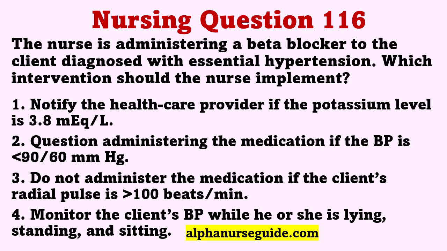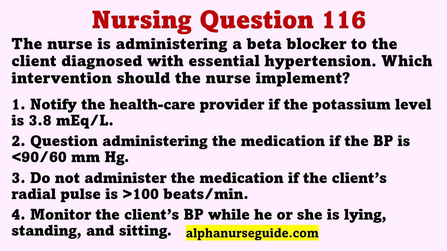1. Notify the healthcare provider if the potassium level is 3.8 milliequivalents per liter. 2. Question administering the medication if the BP is less than 90/60. 3. Do not administer the medication if the client's radial pulse is greater than 100 beats per minute. 4. Monitor the client's BP while he or she is lying, standing, and sitting.